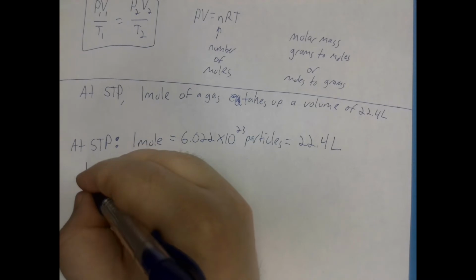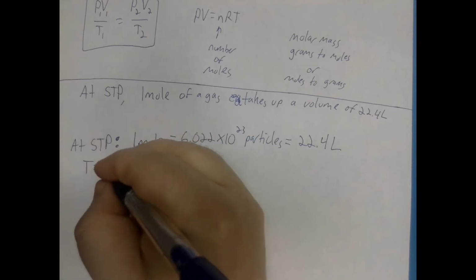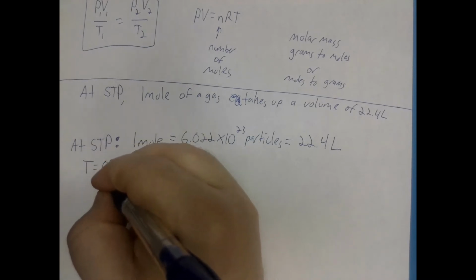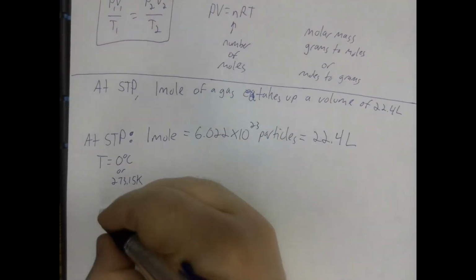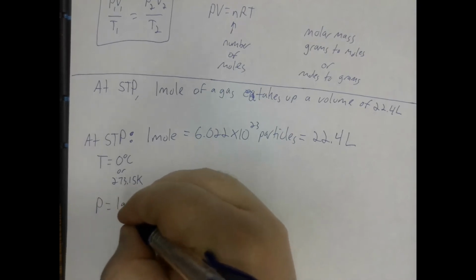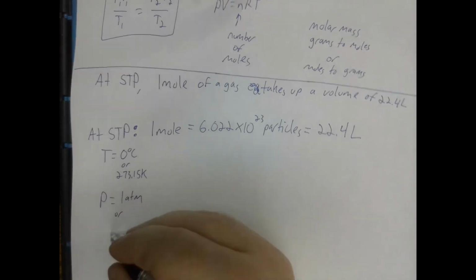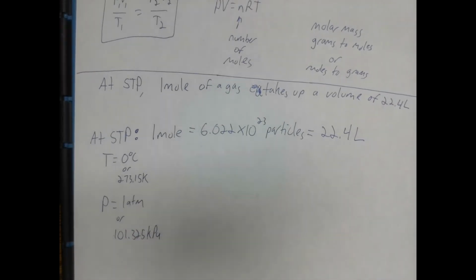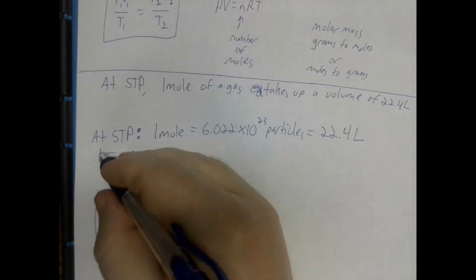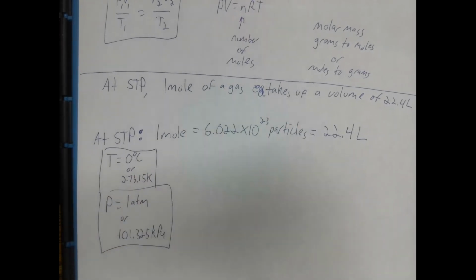If your temperature is 0 degrees Celsius or 273.15 Kelvin, and your pressure is equal to 1 atmosphere or 101.325 kilopascals, and this is true, if you had 6.022 times 10 to the 23 particles, i.e. a mole of a gas, it will take up a volume of 22.4 liters.